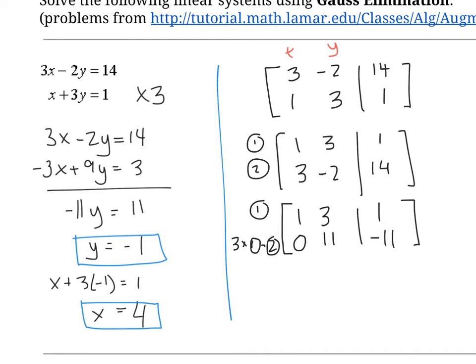And then let's go back to equations, right? So I remember that this term here represents the y and this term here represents the constant. So I can rewrite the equation now as 11y equals negative 11, and then I can solve that: y equals negative 1.